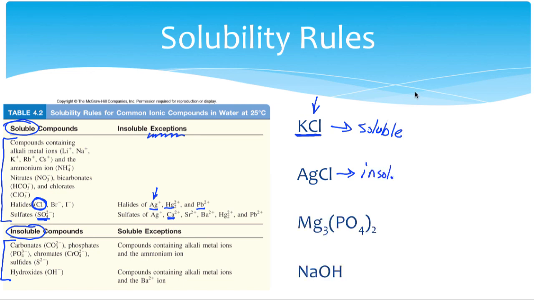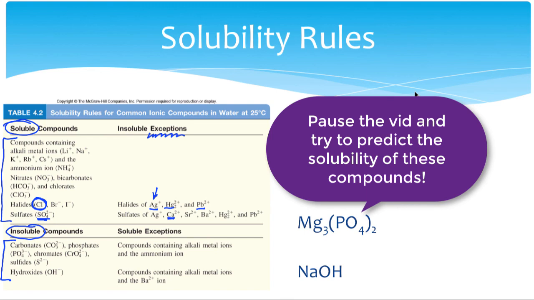Take a minute and see if you can repeat the process with these two chemicals down below. We've got magnesium phosphate and we've got sodium hydroxide. Pause the video, give it a quick try. I'll put down answers in a moment.